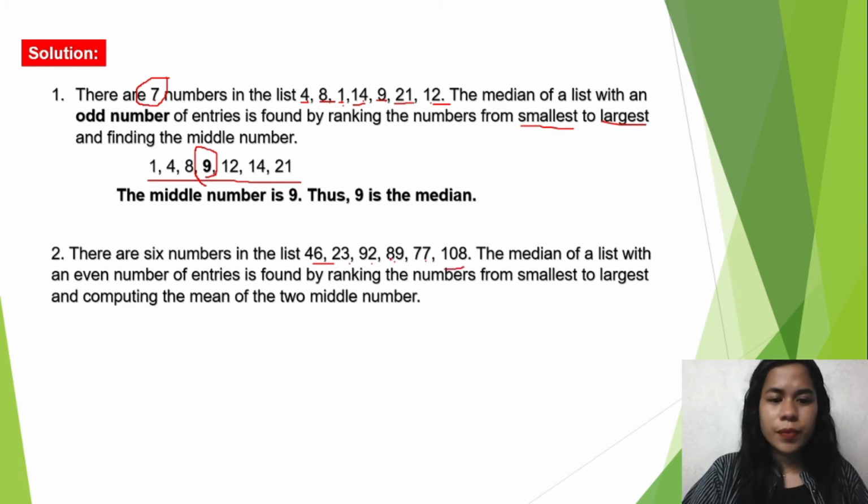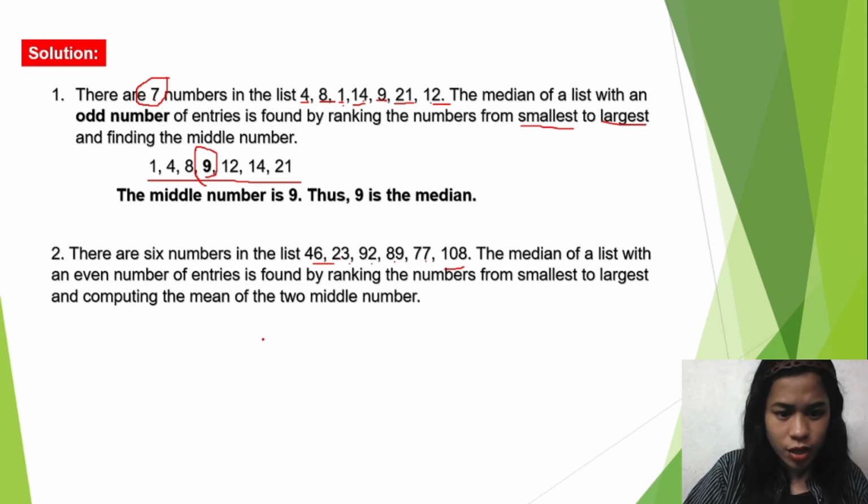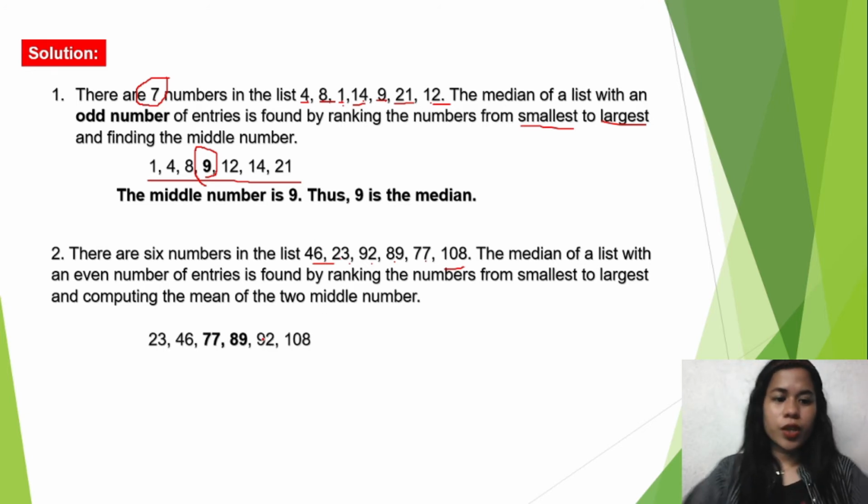So, in this given, since there are 6 numbers in the list, therefore 6 is an even number. So first, we need to rank them from smallest to largest. Mauna si 23. We have 23, 46, 77, 89, 92, and 108.